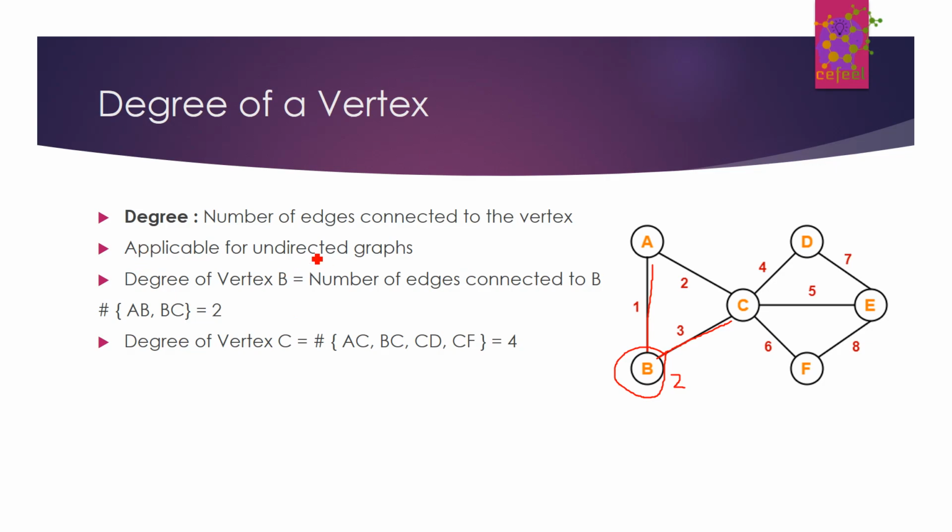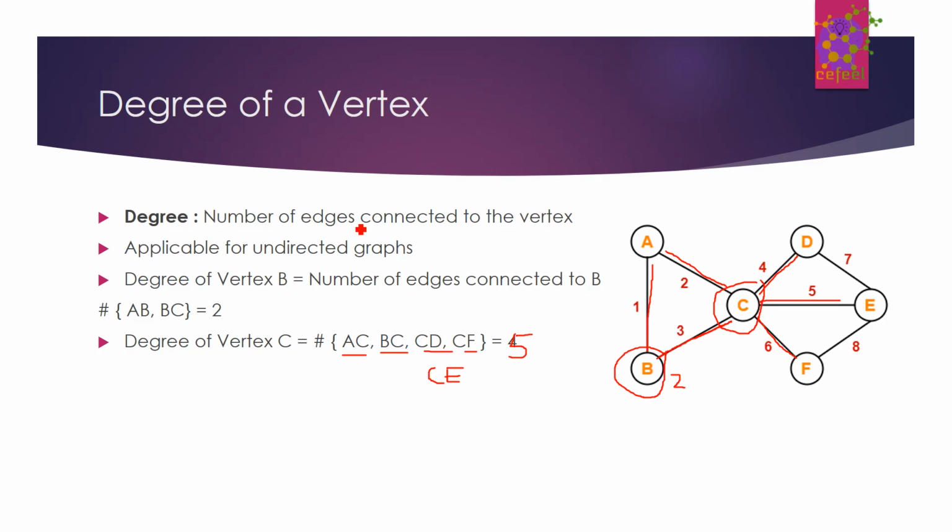Similarly, let's calculate the degree of vertex C. Vertex C has so many edges. It has CA, CD, CE, CF, as well as CB. So there are 1, 2, 3, 4, 5 edges. In fact, I think there is a mistake here. If we see AC is an edge, BC is an edge, CD is an edge, CF is an edge, we have missed CE. So CE is another edge. So in fact the degree of vertex C is 5, because there are 5 edges.